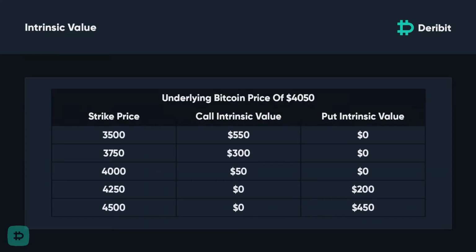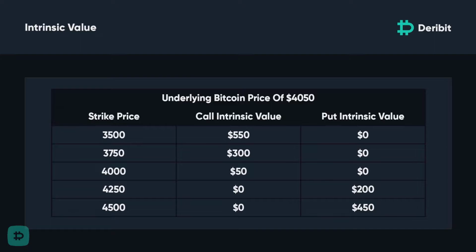Here are some examples of the intrinsic value of options with various strike prices, given a Bitcoin price of $4,050. As we can see on the table, calls have intrinsic value when the strike price is lower than the current price. For put options, which profit when the strike price is higher than the current price, the opposite is true.